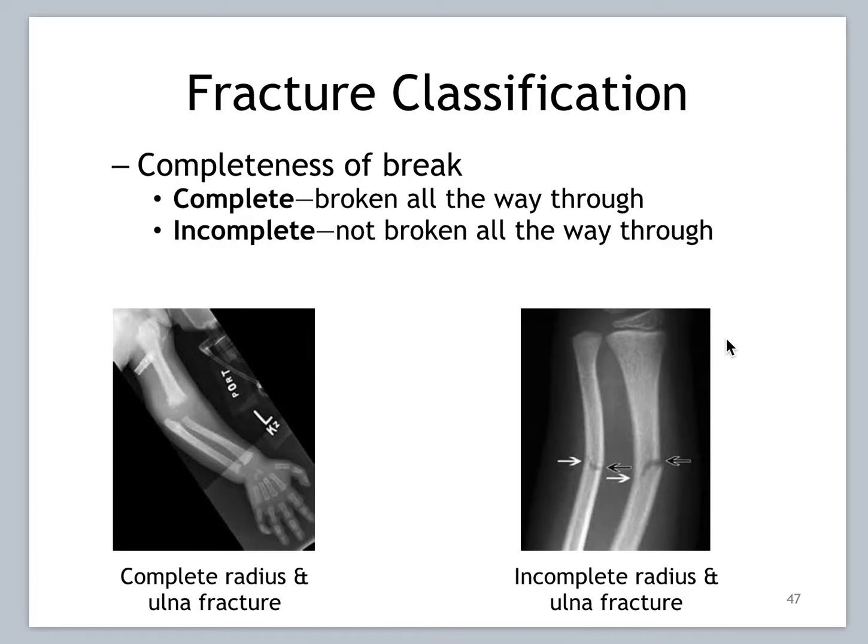Fractures can be classified as either complete or incomplete. A complete fracture is broken all the way through. An incomplete fracture is partially broken. So here's an example of a complete radius and ulnar fracture. That's a pretty bad fracture. This is an example of an incomplete fracture where only half of the bone is broken. It's not completely broken. You see this edge of the bone, the left edge of the bone for both sides is intact. The right edge of the bone is fractured.